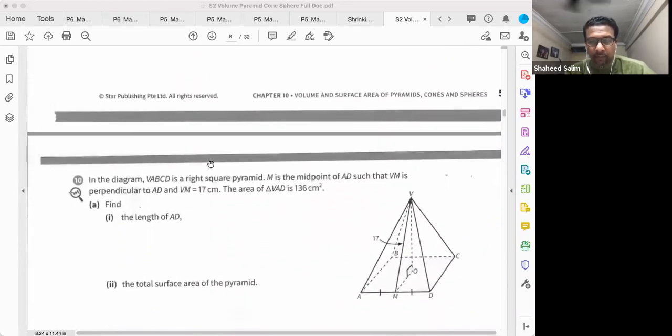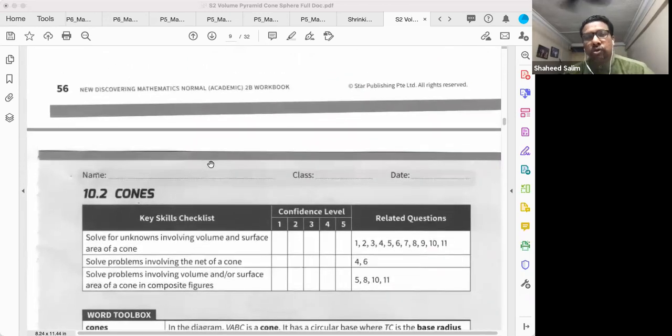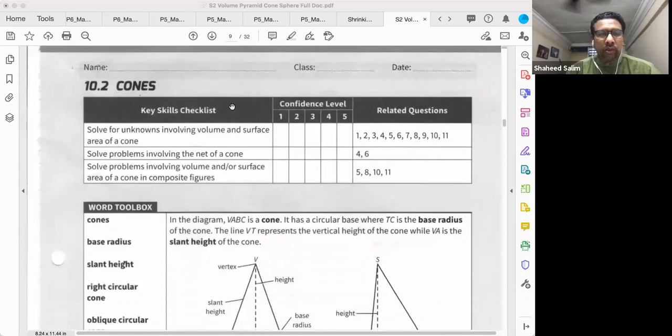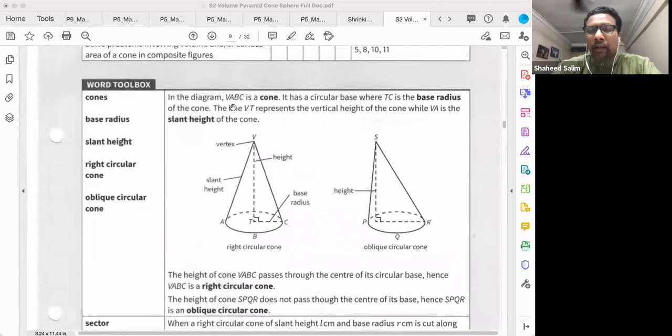Okay, let's see. No, not this one. Okay, we are going to cones today. More or less, you are quite all right? You roughly get it. So now we move on to cones. Now, cones, the same thing. Remember what I told you just now? Base area. What is the base area? Base area is the area at the bottom.